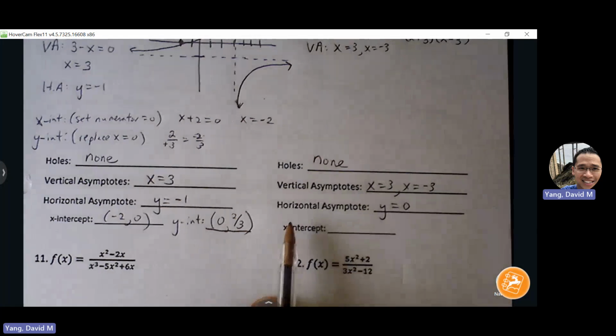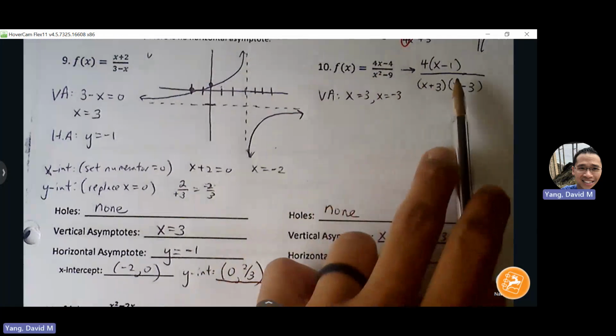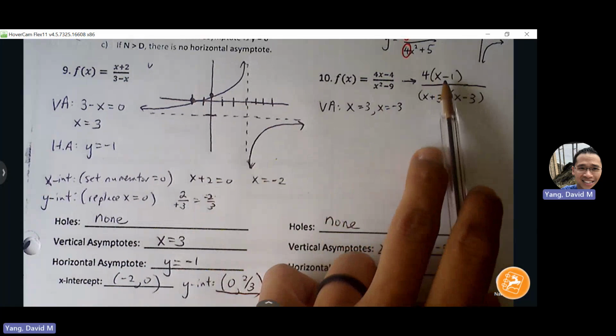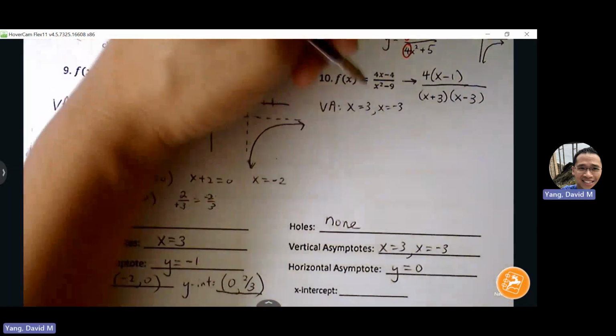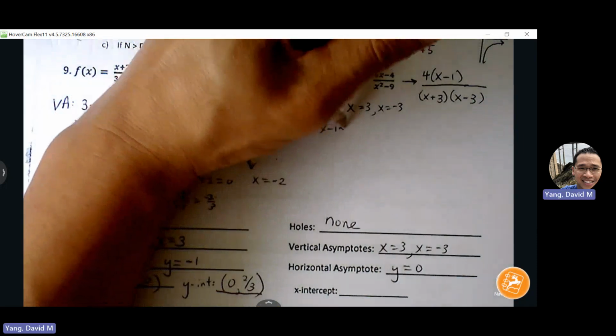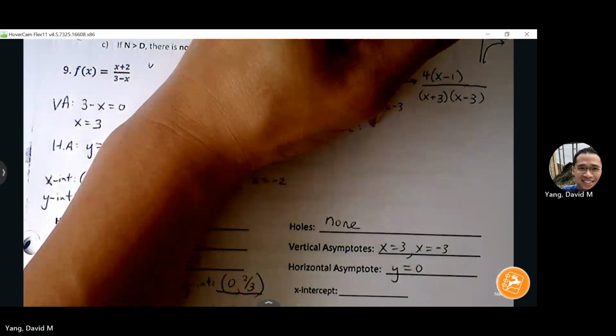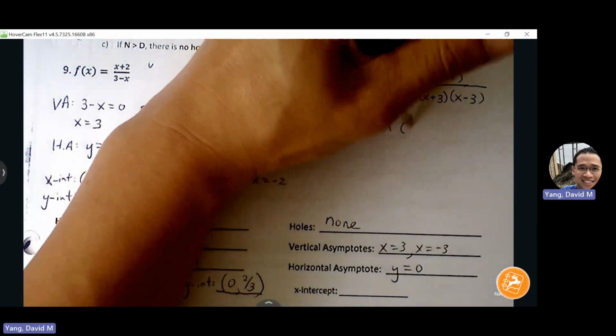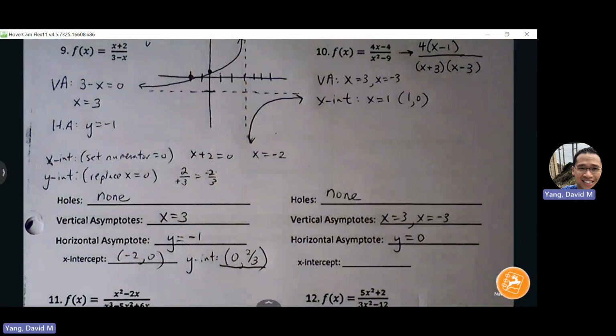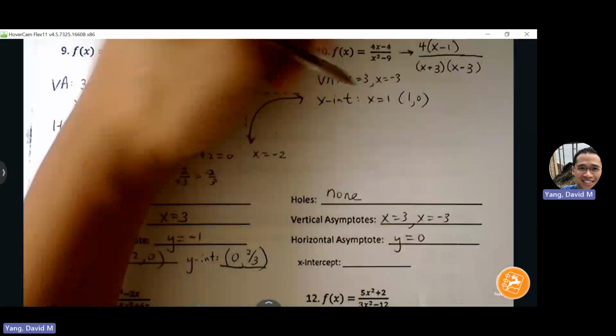Okay, x-intercept. I can set my numerator equal to 0. If I set my numerator equal to 0, what do I get? x equals 1. So for the x-intercept, the 4 goes away. So 1, 0. The x-intercept always has a y value of 0.